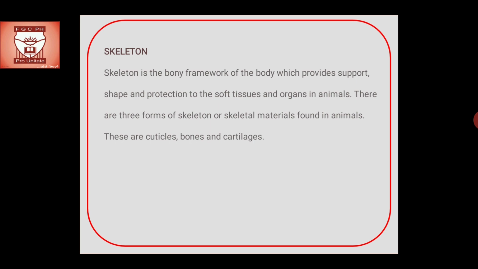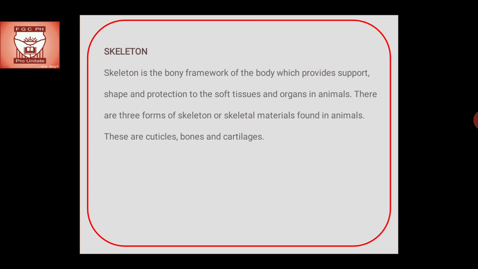What then is skeleton? Skeleton is the bony framework of the body, which provides support, shape, and protection to the soft tissues and organs in animals. Without skeleton, animals will not be able to move around. They will not be able to carry out the life processes.